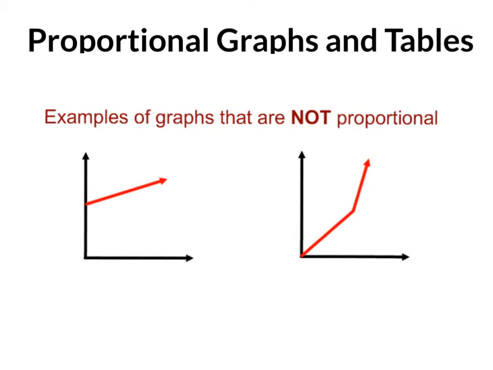Here are two examples of graphs that are not proportional. In the case of this first graph, it does not start at the origin, but it is a line. In the second example, the graph starts at the origin, but the line changes because the rate increases at this point. So this does not have a constant rate and therefore is not proportional.